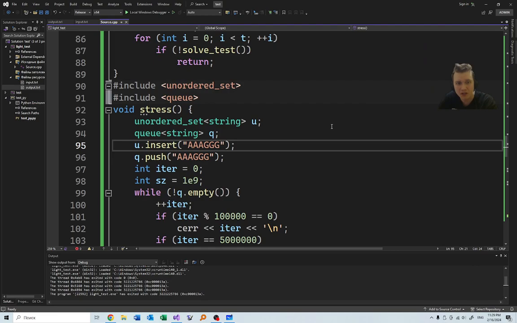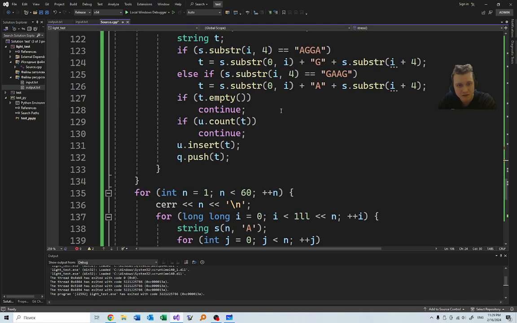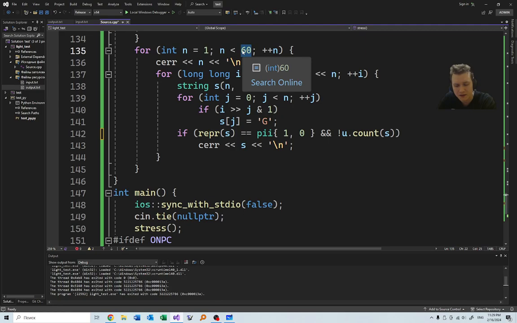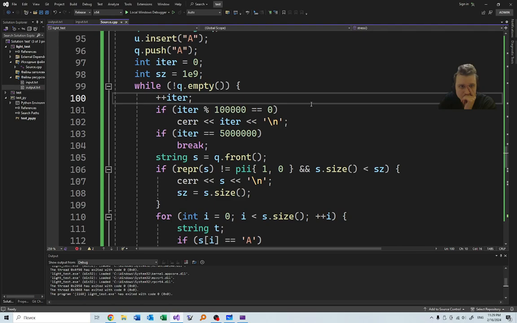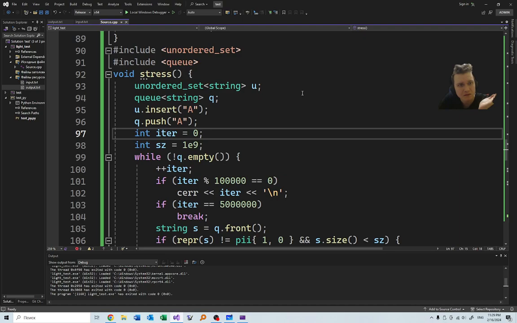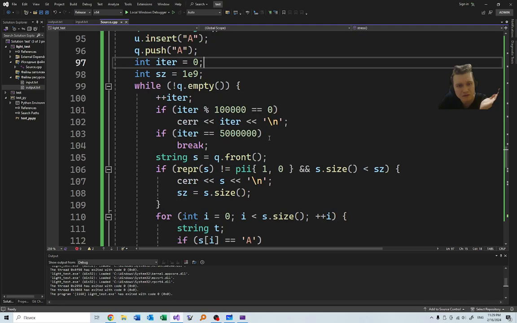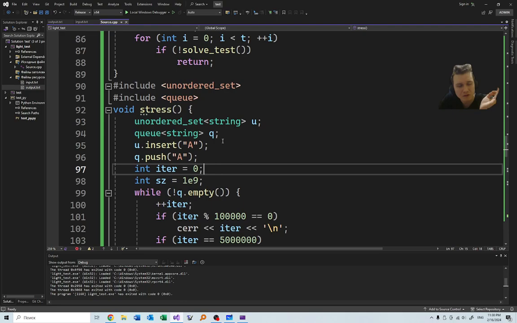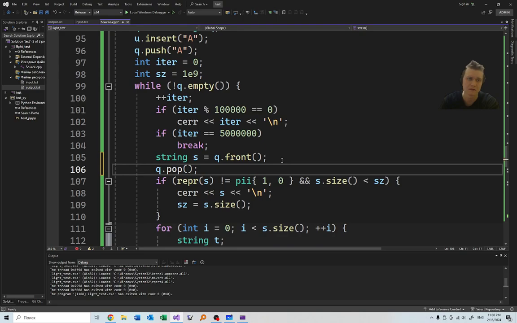Okay, let's start with something easier. Let's start with A, for example. And it is 1, 0. And let's end with 6. At most 6. Why is it so fast? Why is it so fast? I don't understand it. Oh my god! I didn't pull back. This is stupid. This is just stupid.